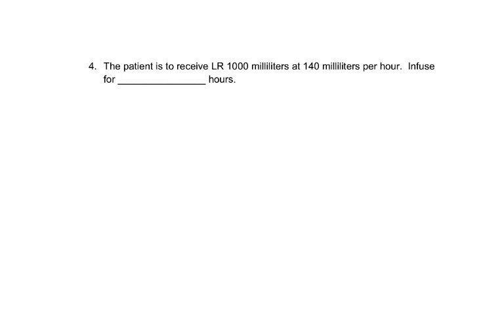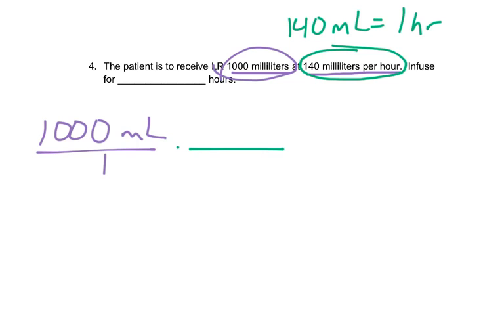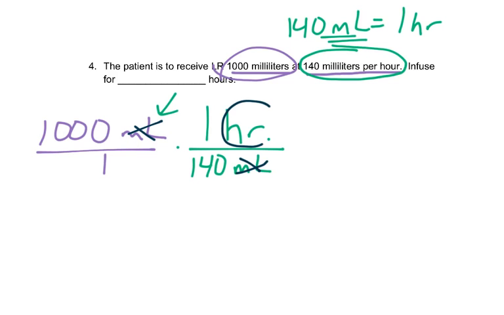Let's look at one more example. This says the patient's to receive 1,000 milliliters at 140 milliliters per hour. So let's look at this. We'll start with this 1,000 milliliters. It doesn't give us any information that goes with it, so we'll just put that over 1. This is 140 milliliters for 1 hour, so we'll use that. But you see this milliliters here is on top, so we want to put this milliliters on the bottom and the 1 hour on the top. So now the milliliters will cancel out and will leave us hours. That's good because that's what the question's asking about, is hours.